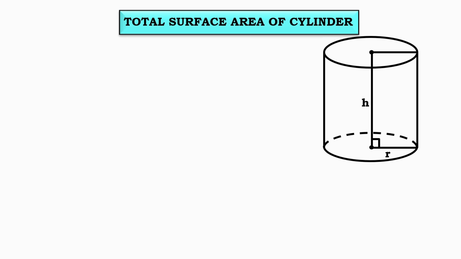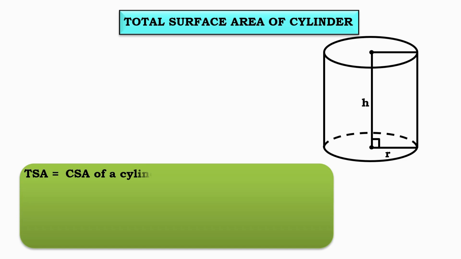Now let us calculate the total surface area of the cylinder. So total surface area is equal to the curved surface area plus the area of the two circular faces. The two circular faces means the bottom circular face and the top circular face. So now we already know the CSA of the cylinder, that is 2 pi rh.